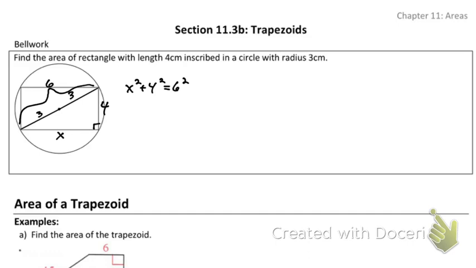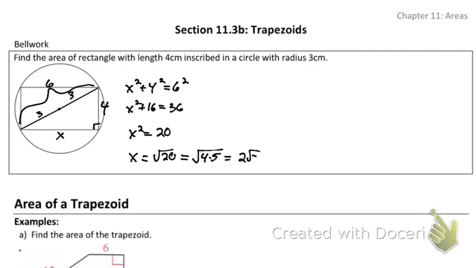And then we're going to have x squared plus 16 equals 36. We are going to have x squared equals 20. And that's going to give me x equals square root of 20. You could simplify that down because 4 goes into it. We can call this the square root of 4 times 5, which the square root of 4 is 2. This is 2 square root of 5.